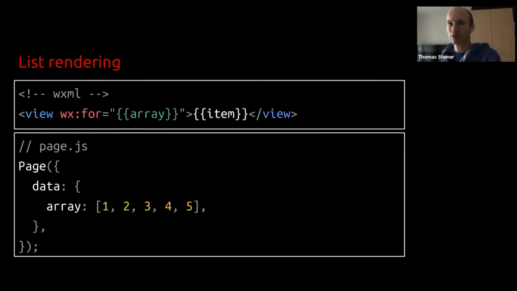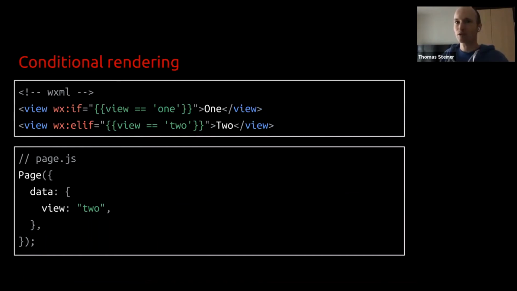For list rendering, you have the wx:for directive that you pass an array of things. And then you can see here, the data for this is an array with just the numbers. And they then get just directly filled into the view. So it loops over all of the array entries. So pretty straightforward, very easy to create lists like that.